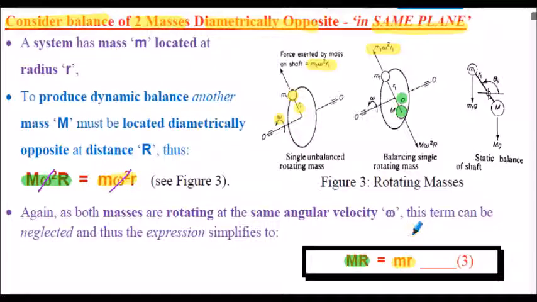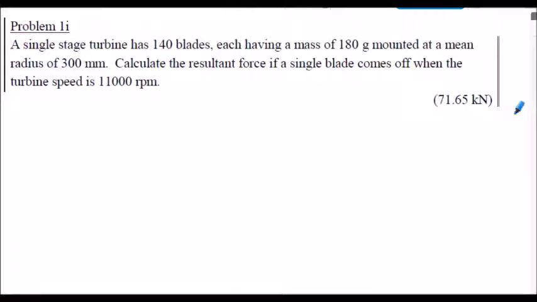So this is just a very simple scenario. It is dynamic balancing. We are talking about something moving with angular velocity, so we have these centrifugal forces to consider. But it's only two masses and they're diametrically opposite to each other. Let's have a little look at this question, just asking us to calculate the centrifugal force here together. I'll outline this for you.